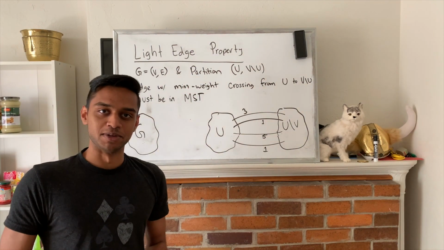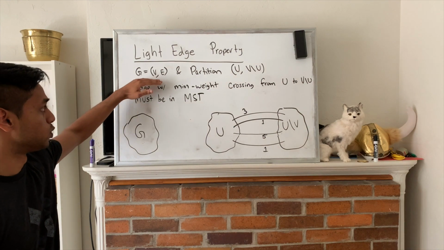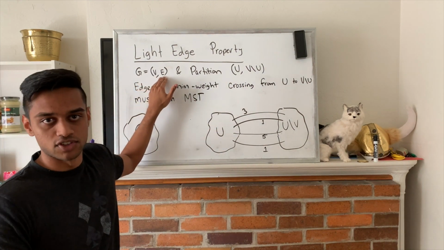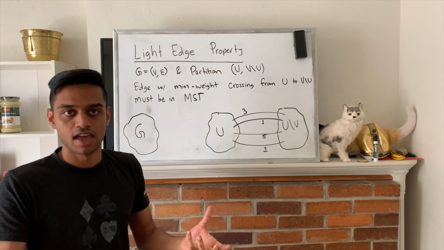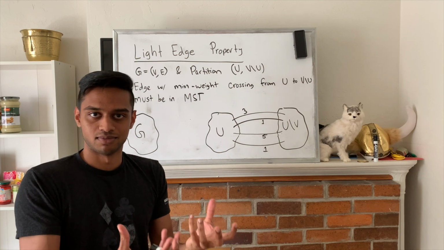Hello everyone. This week we'll be talking about MSTs, or minimum spanning trees. So if we have some graph with some set of vertices and edges, the minimum spanning tree contains all of the vertices, but a subset of edges such that there are no cycles and it's a valid tree. And if you sum up all of the edge weights in the minimum spanning tree, it has minimum total weight.